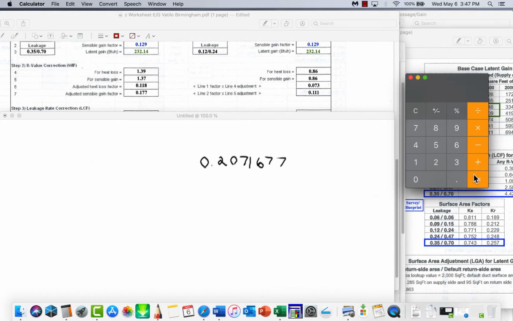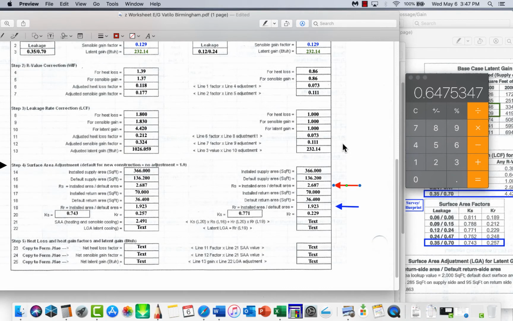0.207167. And there you go. So there's our number, and of course we're going to round up to the thousandths place. So that's going to round up to 8. So 0.648 is the number we're going to use here. All right, and there you go.